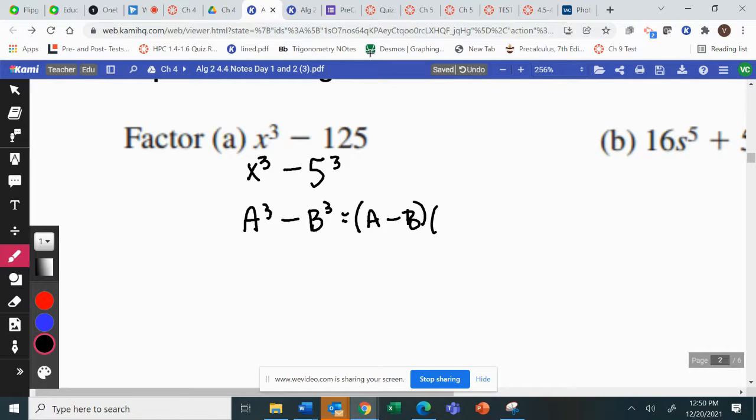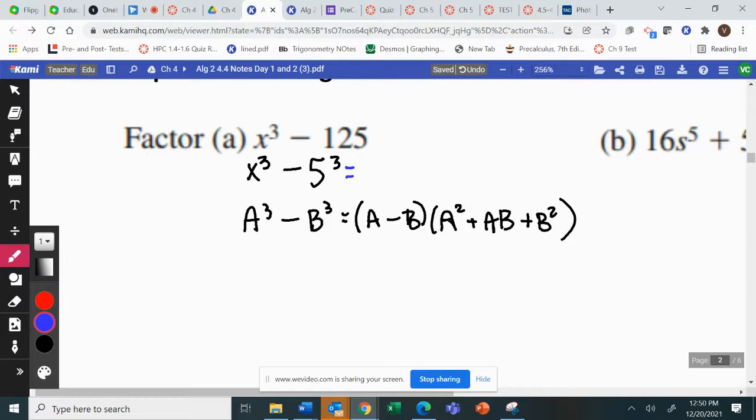And then in the second parenthesis, I square the a. And then for this one, it was minus, but then I have a negative, so it ends up being plus ab. And then always plus b squared. So that's the formula.